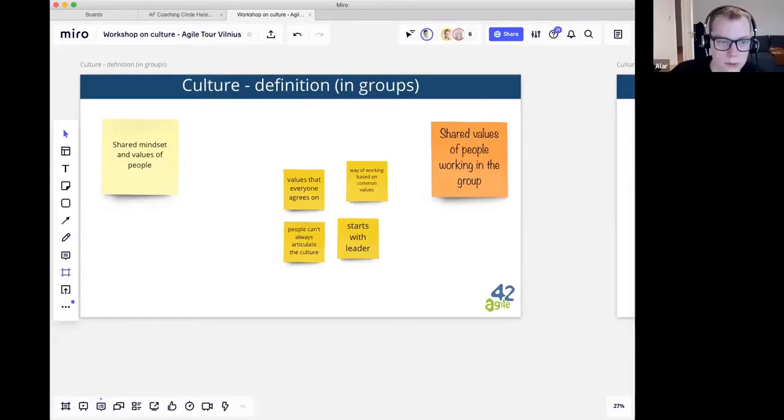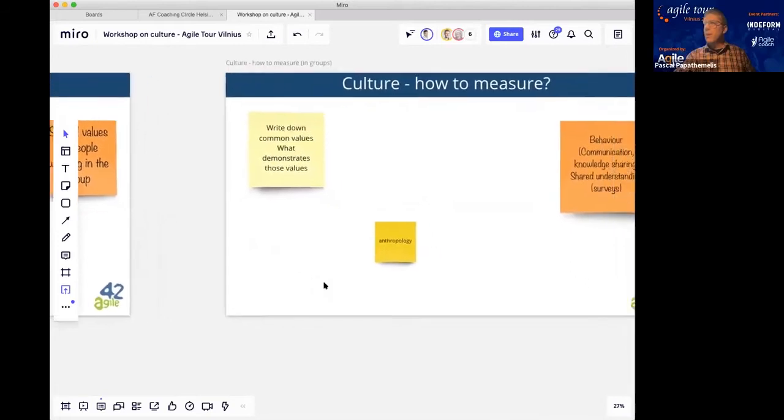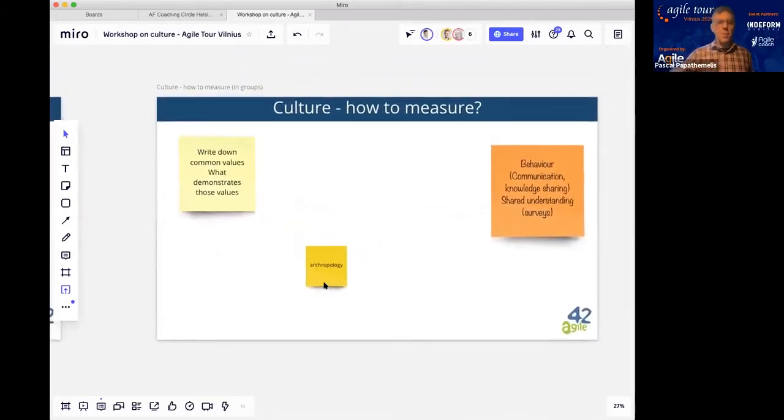Yeah, for us, culture is made of a shared mindset and the values of people, and how they act upon it and how they think about certain things. And good. If we go on to how to measure, perhaps we start from the third group and go upwards.